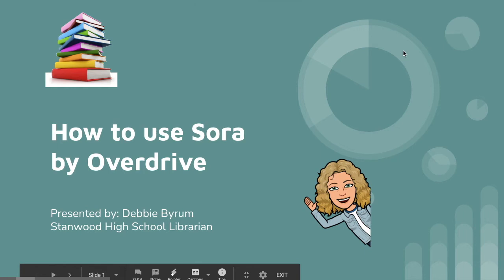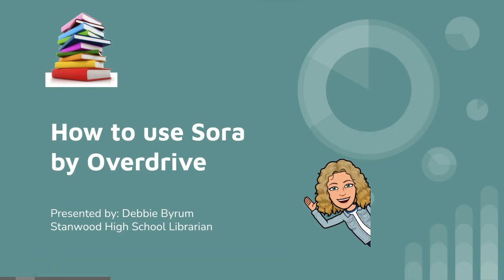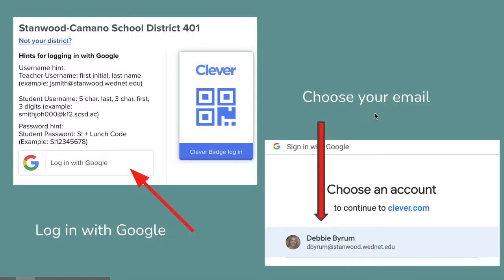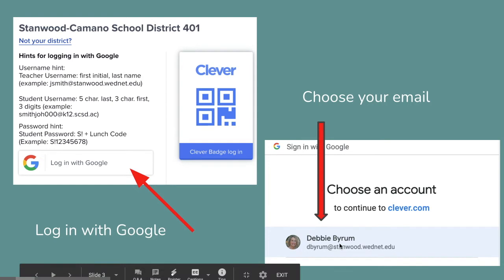Hi, and welcome to this tutorial on using Sora by Overdrive, the student reading app. To get to Sora, go to your Clever portal. Click Log in with Google. Then select your school email account.